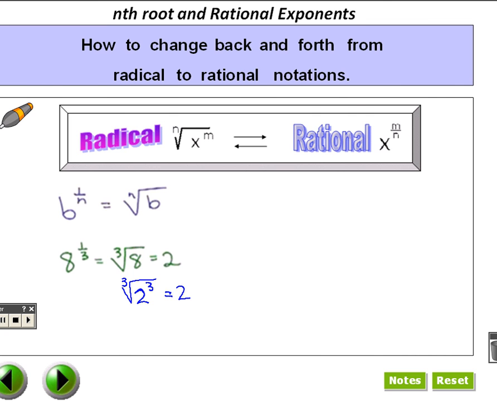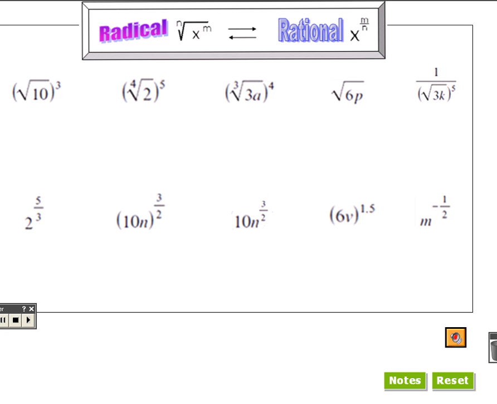Alright, let's try some. If there's nothing there, it's just going to be a 2. So I might even write in that 2 just so I remember that there's a 2 there. I want to change this radical notation into rational notation. My radicand, what's inside the radical, is my base. This is my root, that's my power. So the power goes in the numerator and the root goes in the denominator. So this notation is equal to this in rational notation. And we need to be comfortable going back and forth between either of these notations.